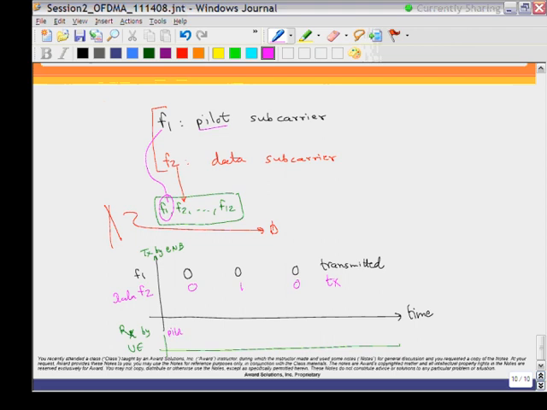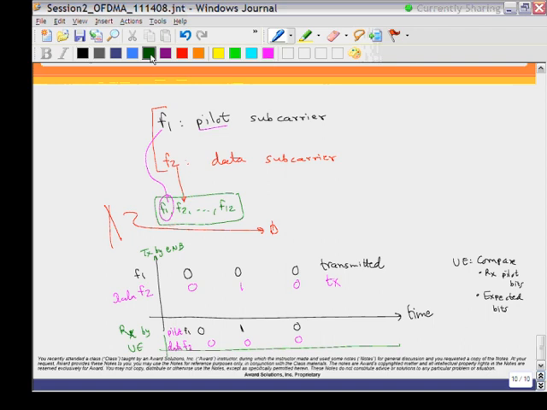So let's say for pilot F1, we got 0, 1, 0. And for data F2, we got 0, 0, 0. So this is what we received as a UE. Now we compare the received pilot bits and the expected pilot bits. We compare the two.